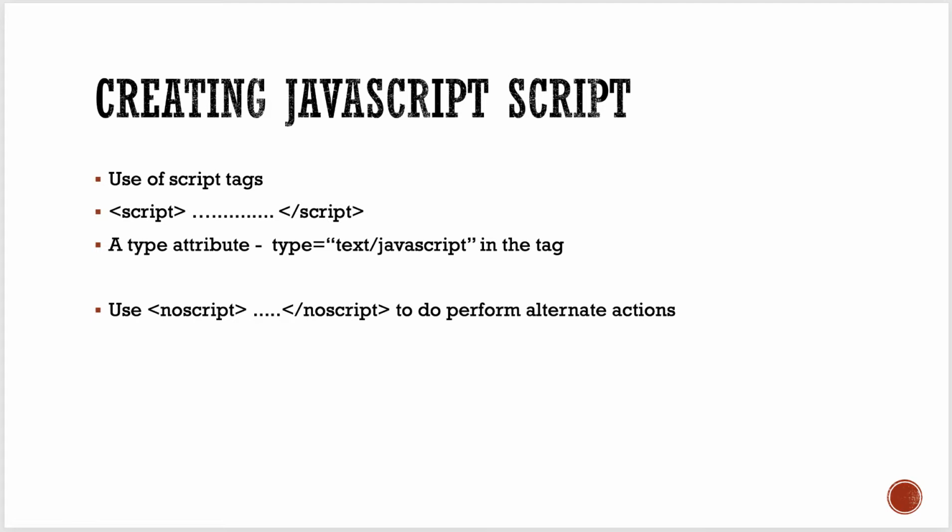Now, creating a JavaScript script is actually pretty easy. Just like HTML relies on tags, we have to write JavaScript within these script tags. You can have an opening script tag and a closing script tag, and within these script tags, you actually write your JavaScript. There has to be a type attribute for those script tags, and you'd have to specify text/javascript in the tag as a type to indicate that it is in fact JavaScript.